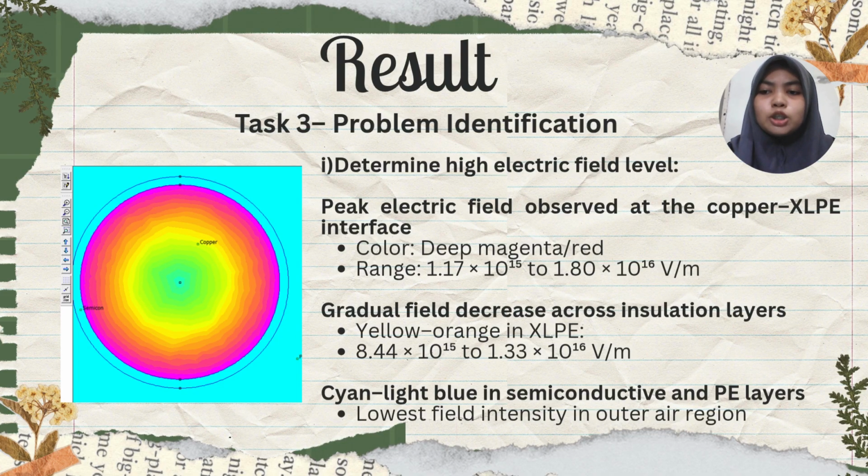So this simulation confirmed that the most critical region for electric stress is at the conductor insulation interface, highlighting the importance of stress control measures in the area, such as grading layer or semiconductive shield to ensure insulation reliability and prevent breakdown voltage.